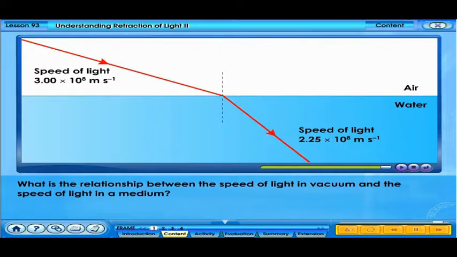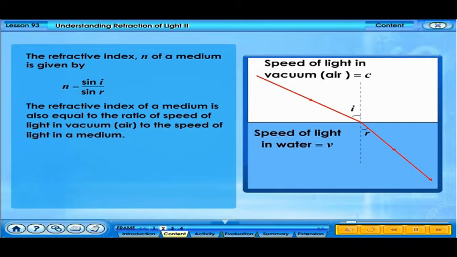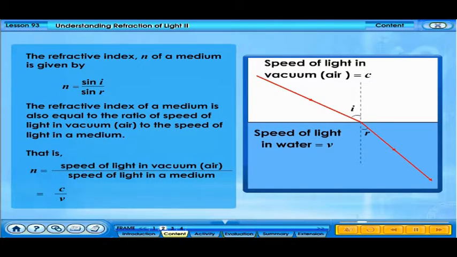What is the relationship between the speed of light in vacuum and the speed of light in a medium? The refractive index of a medium is given by n equals sine i over sine r. The refractive index of a medium is also equal to the ratio of speed of light in vacuum or air to the speed of light in a medium. That is, n equals speed of light in vacuum or air over speed of light in a medium, or n equals c over v.